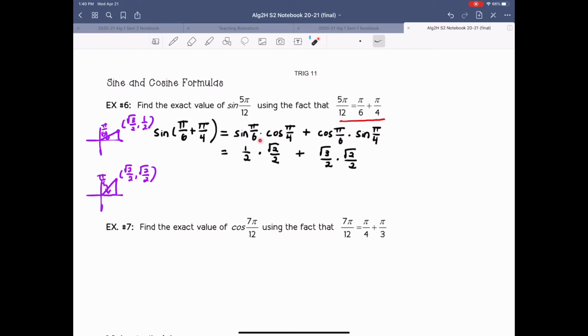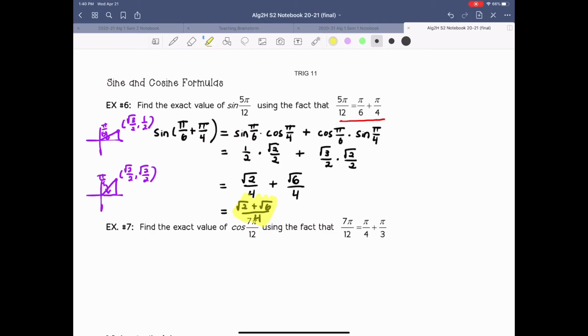Looking at that first fraction, 1 times root 2 is going to give me a numerator of root 2, and then 2 times 2 gives me a denominator of 4. The second fraction, we have root 3 times root 2. That's going to give me root 6 in the numerator, all over 2 times 2, which is 4. We have like denominators here, so we can just add those numerators together. We get root 2 plus root 6 all over 4, and that is my final answer.